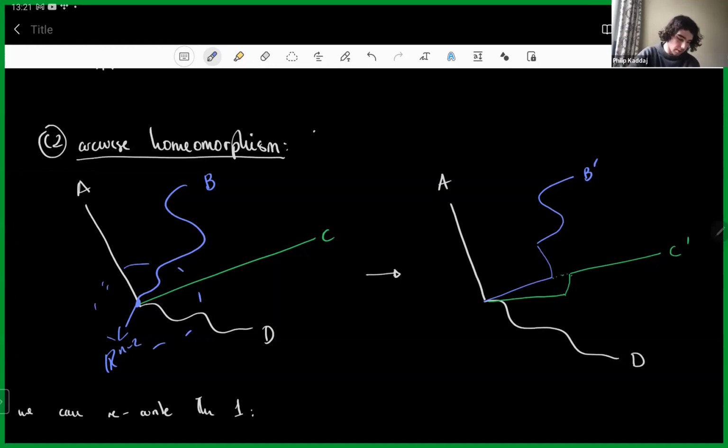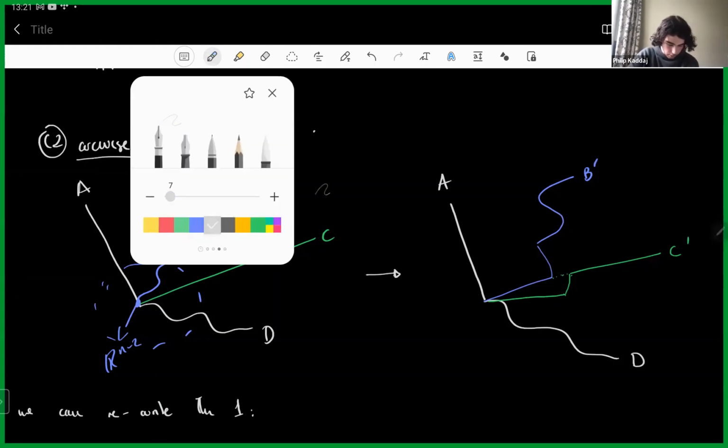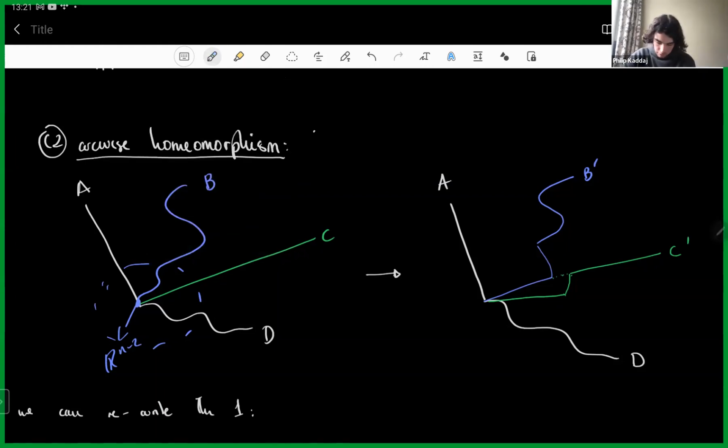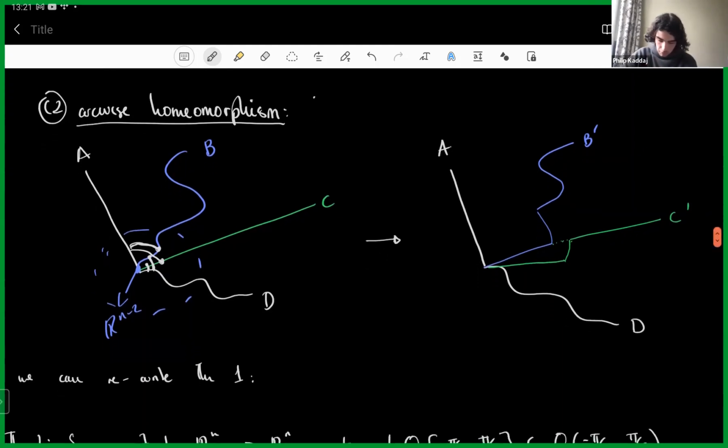And this homeomorphism is constructed, it's nothing very difficult. We just take this segment and we map it to this segment, and similarly we take this segment and we map it to the segment here. And then it's quite easy to reduce it to the identity on a larger neighborhood.